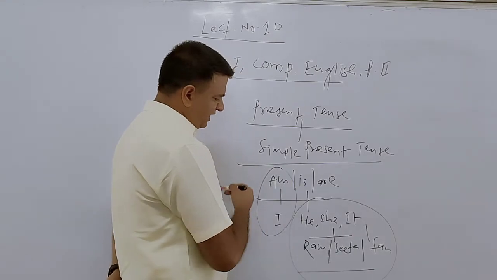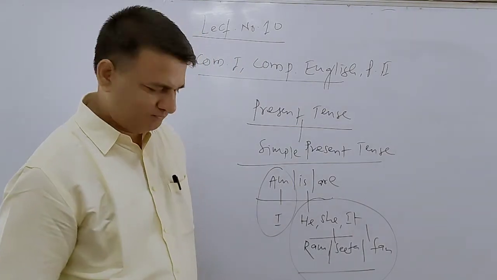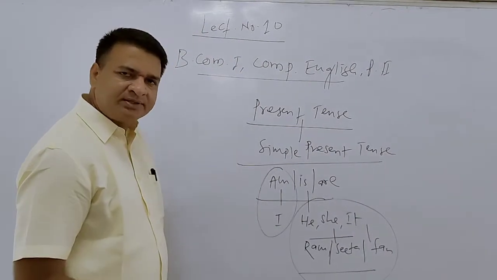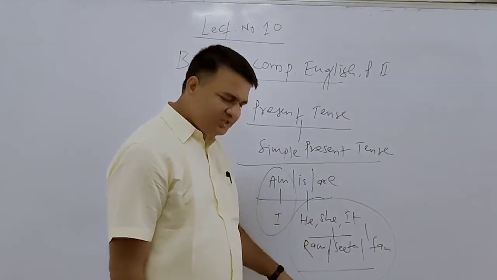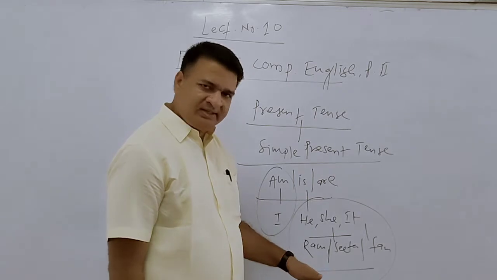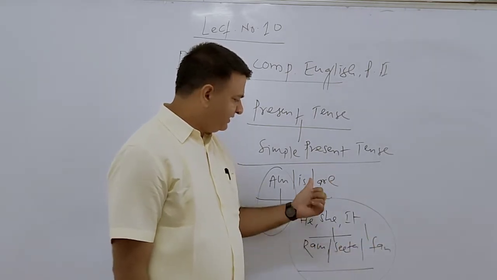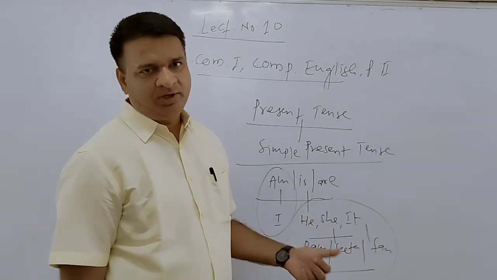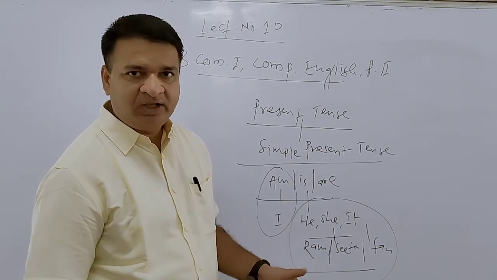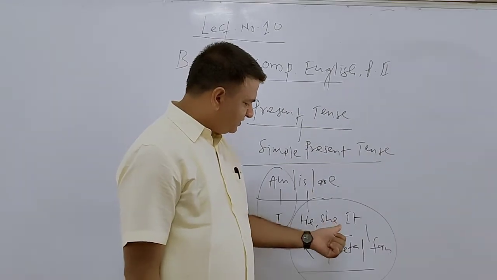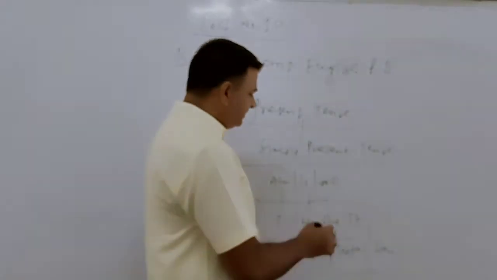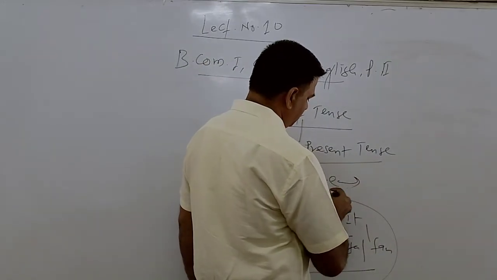Am is only for I. For example, I am a teacher. And in this case, he is a teacher. Sita is a singer or fan is beautiful, mobile is colorful, car is fast. So this way, for he, she, it we use is.